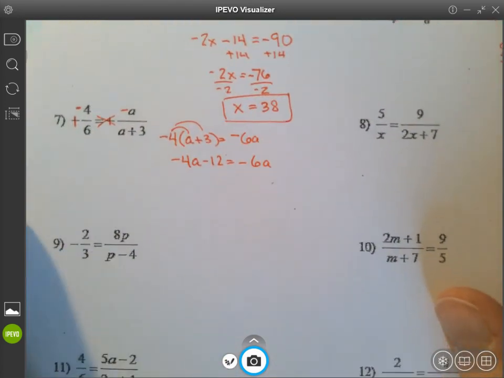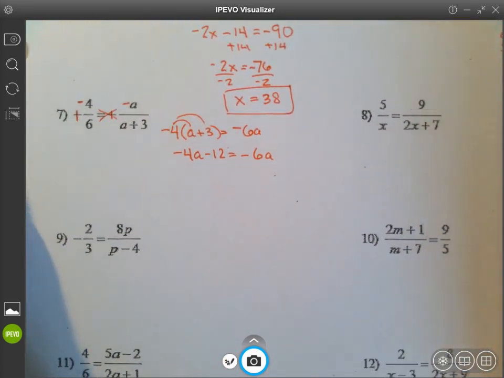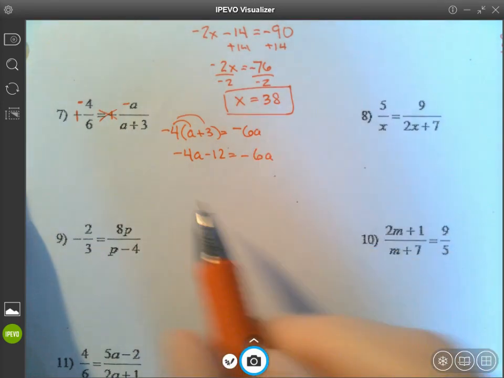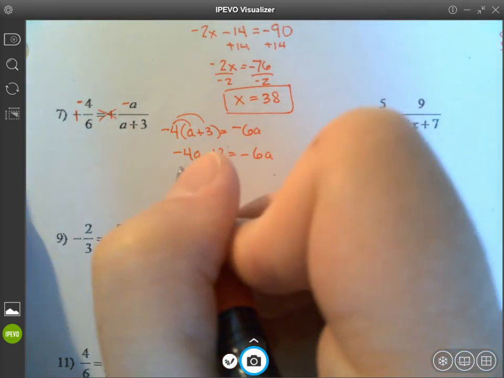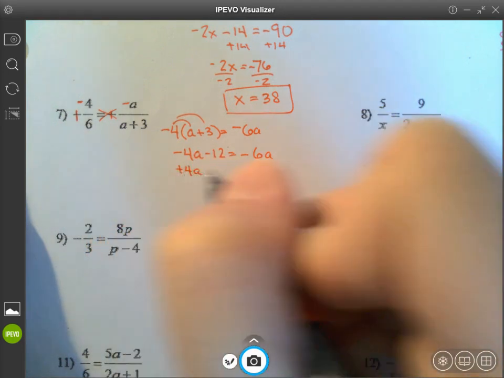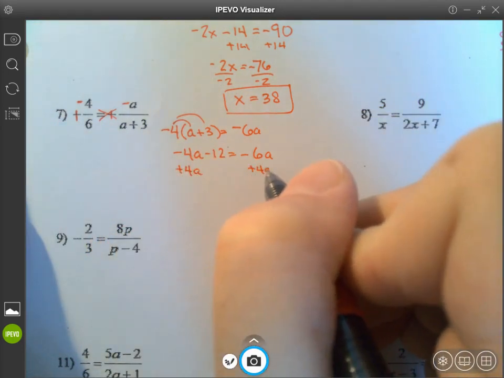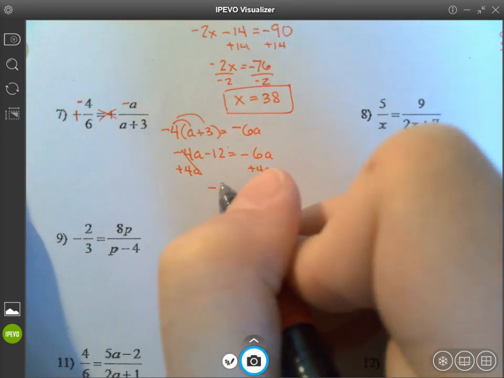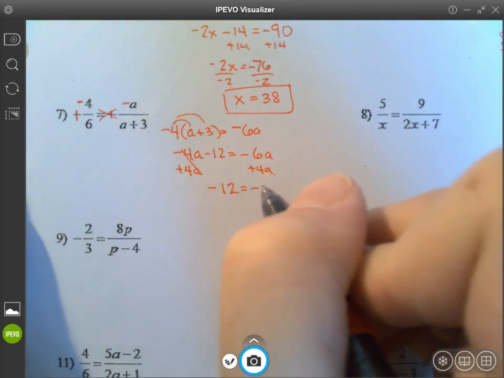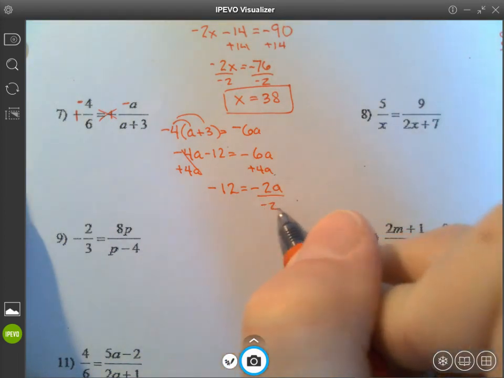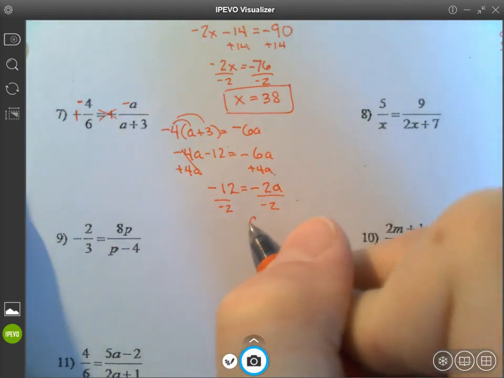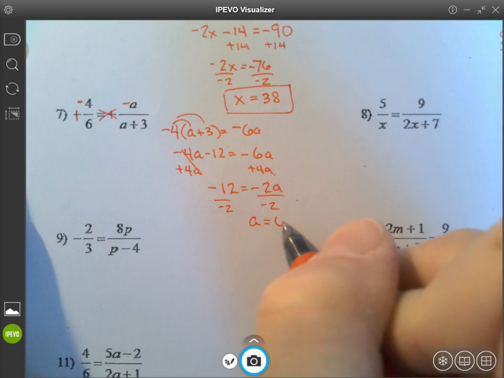One of the things that I want to consider is where do I want to move things? And if I have an a over here and nothing else, then I want to take this and bring it over. So some people might be bothered by that because my a is negative, but I don't want to be moving it all around. So I get negative 2a over here. Now I'm good to solve by dividing both sides by negative 2, and I get that a is positive 6.